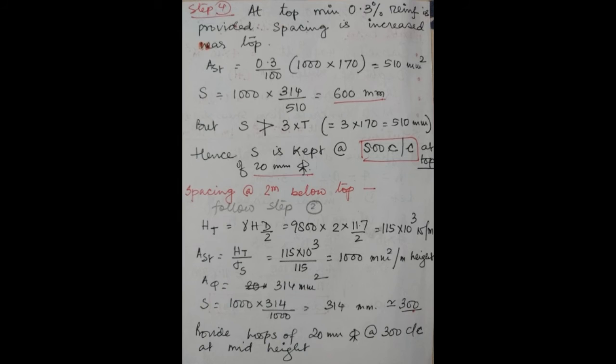You follow the same step as mentioned in step number 2. What was step number 2? That is, hoop tension is gamma h d by 2. Now the same step we are doing, gamma is 9800. What will be h?